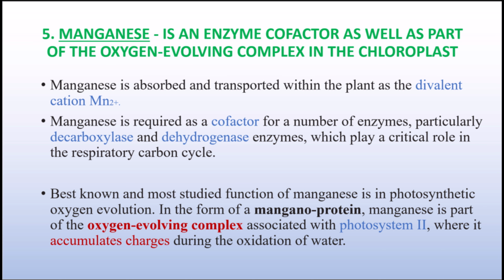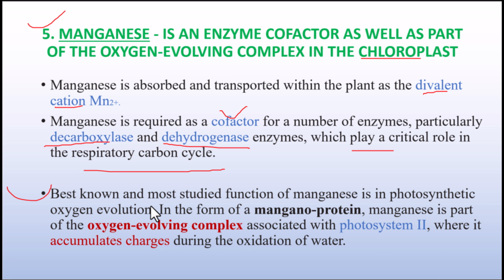Next micronutrient is manganese. So manganese is an enzyme cofactor as well as a part of the oxygen evolving complex in the chloroplast. Manganese is absorbed by the plant and transported within the plant as a divalent cation, like zinc. Manganese is required as a cofactor in a large number of enzymes including decarboxylase and dehydrogenase enzymes, and plays a critical role in the respiratory carbon cycle.